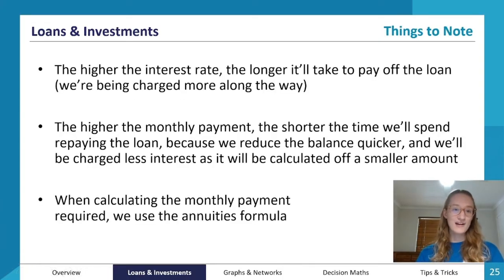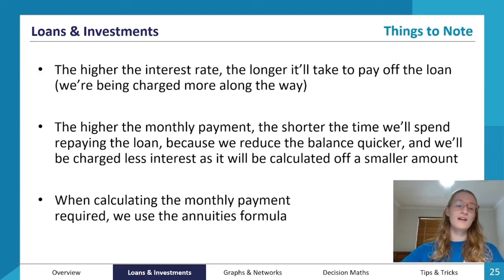I think that was just what I covered. So like I said, the higher the interest rate, the longer it'll take to pay off the loan because we're being charged more interest with each compound. And also the higher the monthly repayment, or weekly, fortnightly, yearly, whatever frequency the repayment is, the shorter the time we'll spend repaying the loan, because we'll be reducing the balance quicker and we'll be charged less interest as it will be calculated off a smaller amount.